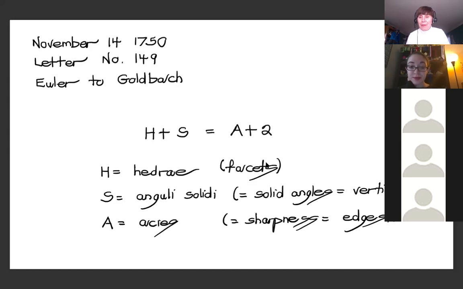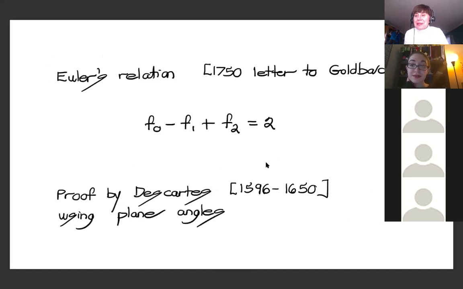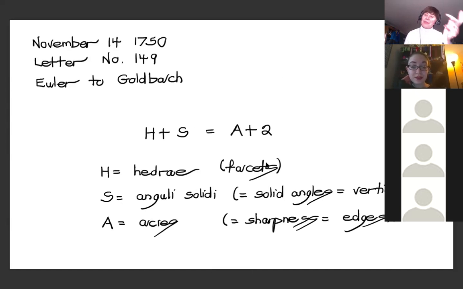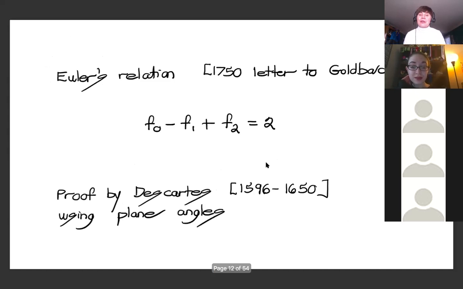In more modern language, this is Euler's relation. If we just take the number of edges to the left-hand side, we get this alternating sum: the number of vertices minus edges plus two-dimensional faces in any three-dimensional polytope is equal to 2.